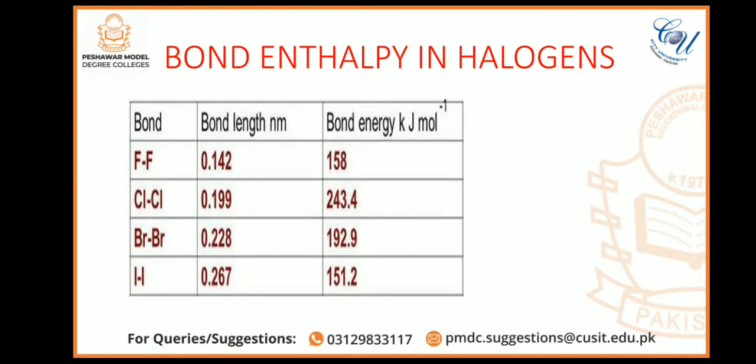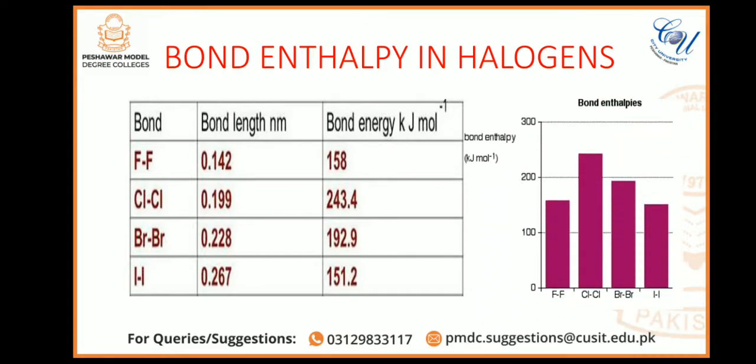But here there is an exception of fluorine. In the case of fluorine, because of its small size, there is more repulsion between fluorine atoms. Bond length is less, so it is unstable. Hence, bond dissociation energy is less in the case of fluorine.